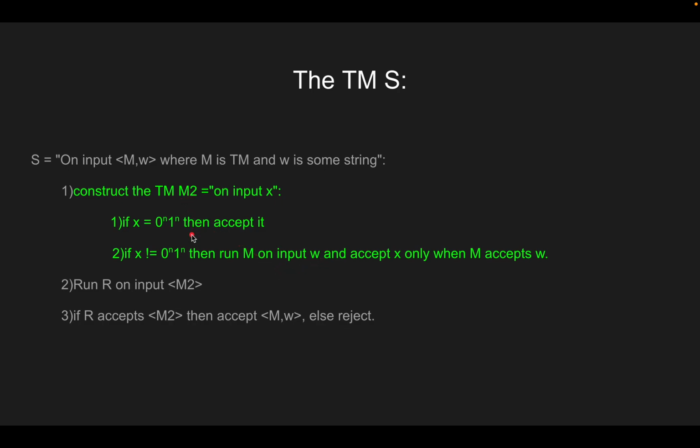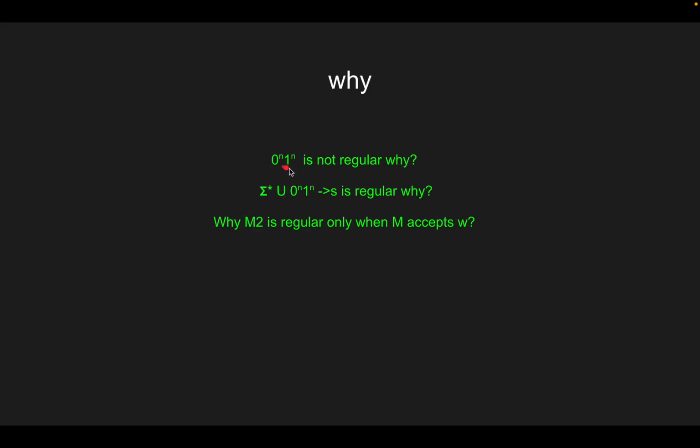So the next thing is, why is 0 power n 1 power n not regular? Because we can't construct a deterministic finite automaton that can accept this language 0 power n 1 power n. A deterministic finite automaton doesn't have any memory, so it can't remember how many zeros are in here so it can compare with 0 power n and 1 power n. So this is not regular.